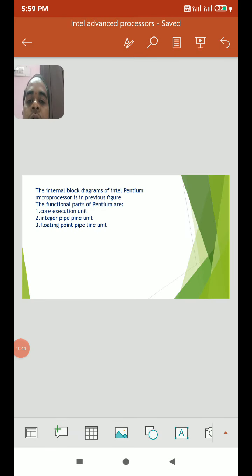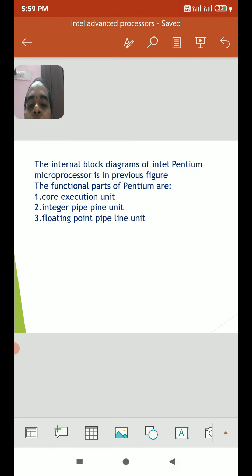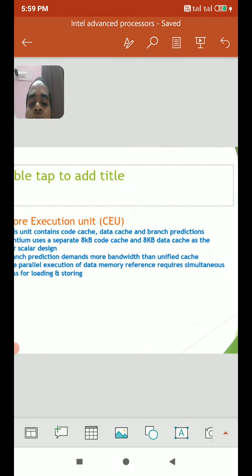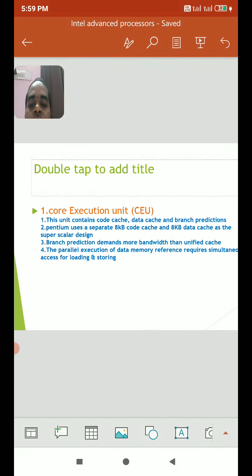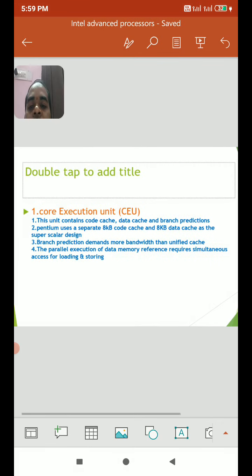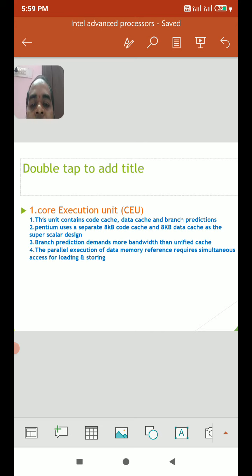When we see the functional block diagram of the Intel Pentium microprocessor, it is divided into three units: the first is the core execution unit, the second is the integer pipeline unit, and the third is the floating point pipeline unit. What are the functions of these different units? The first one, the core execution unit, contains the code cache, data cache and branch prediction. These are the main blocks present in it.